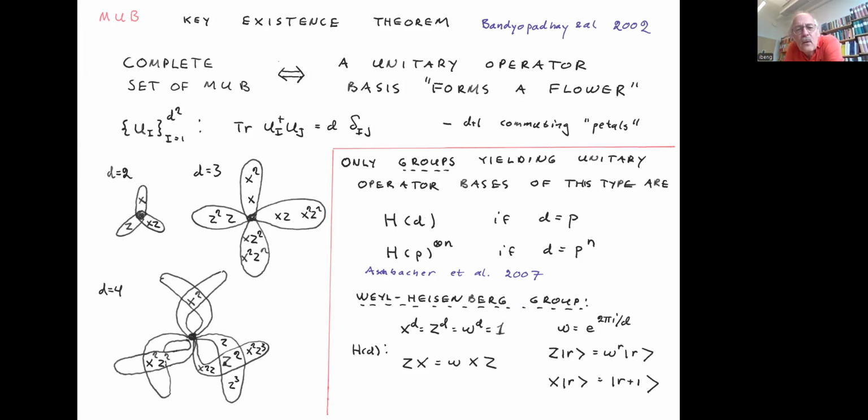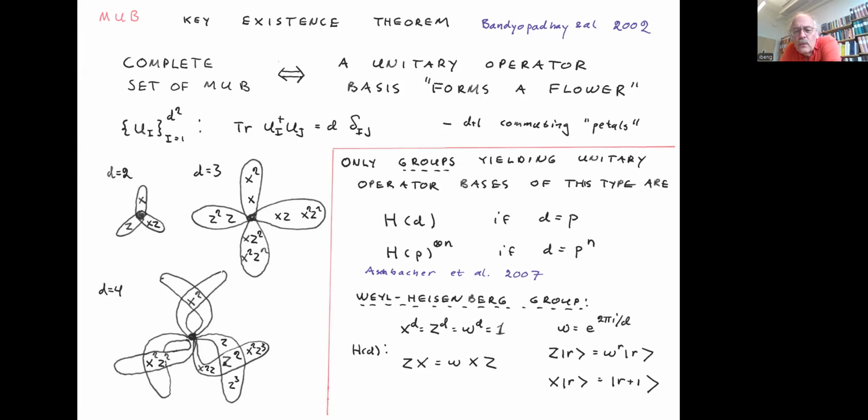That does by no means settle the issue, because there are huge numbers of unitary operator bases that do not form groups. And you can ask whether any one of those can lead to the existence of MUBs. So that is not answered by these theorems. I should spend a little bit more time explaining what the Weyl-Heisenberg group is, this group that forms a nice error basis that forms a flower, whose maximal abelian subgroups give you MUBs.